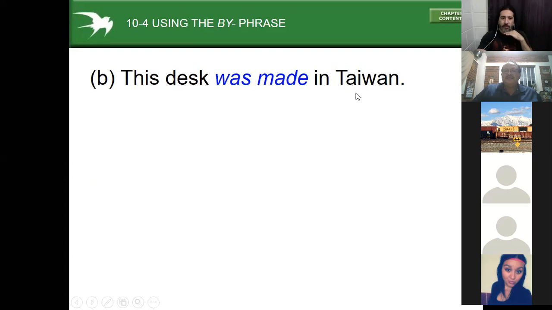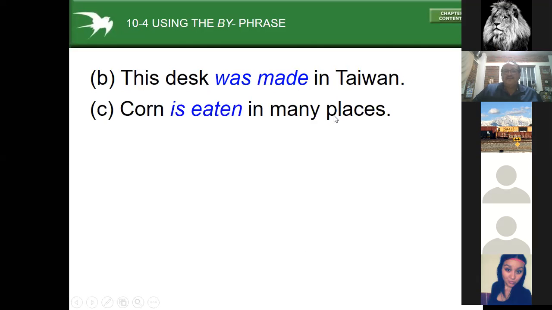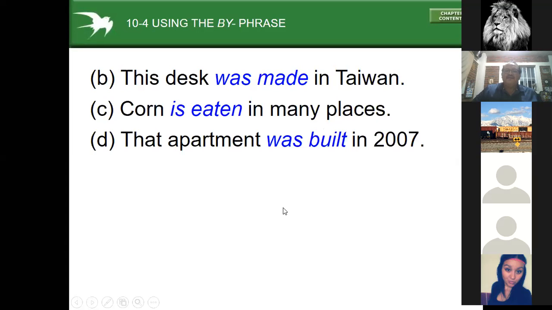This desk was made in Taiwan. Okay? Corn is eaten in many places. Is it necessary to use by? Probably not, right? We only need to know that it was made in the country, but probably not by a specific country. By the carpenters, by the workers, by the factory workers. Corn is eaten in many places by people, by birds. Probably it's not really necessary. By children.